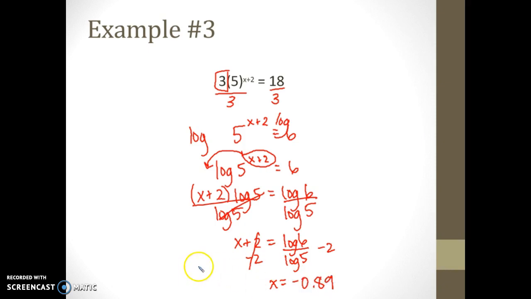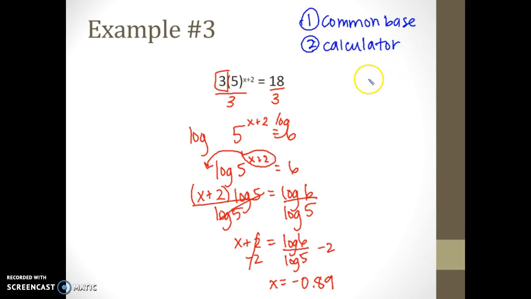Alright, so our 3 options for solving. First, the easier option, common base. But not everything's going to have a common base. So then we have 2 options. Another one is a calculator. Right? And you basically create a system. So the left side goes in y1, the right side goes in y2. Find your intersection. And then our third option is using what we call logarithms, where we take the log of both sides, because whatever you do to one side, you have to do to the other. And then we use our power property, and then we solve for x and plug it into the calculator.